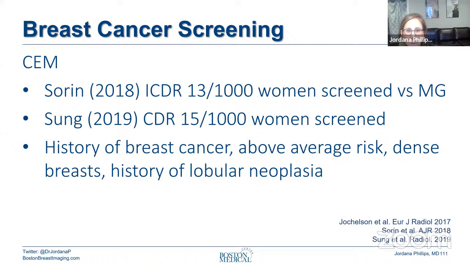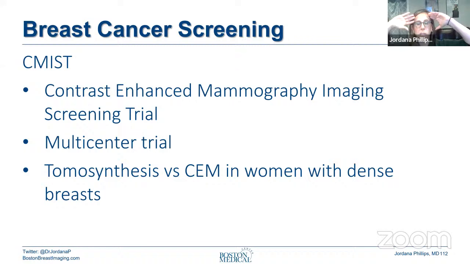CMIS, though, is really going to be the trial that helps differentiate, should we be doing this? It's a prospective, multi-center trial. CMIS is recruiting about 2,000 women. These women are getting both tomosynthesis and contrast mammo, and it's going to be able to see what the difference is in cancer detection and also what the difference is in false positives, because that impacts our view of whether this is a good screening test.